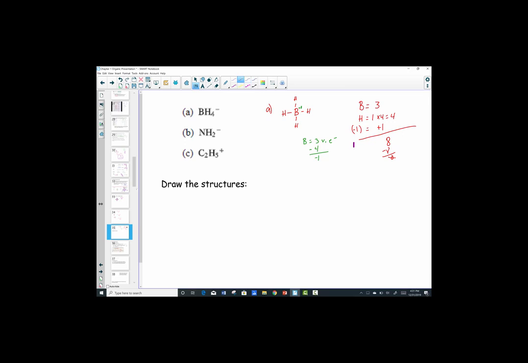Let's try another, make it easier. NH2 negative. Nitrogen lives in group 5A, so it will contribute 5 dots to this structure. Hydrogen lives in group 1A, so it will contribute 1, but there's 2 of them, so that's a total of 2. And then the -1 charge means we get an extra electron. So 5, 6, 7, 8 electrons again here.